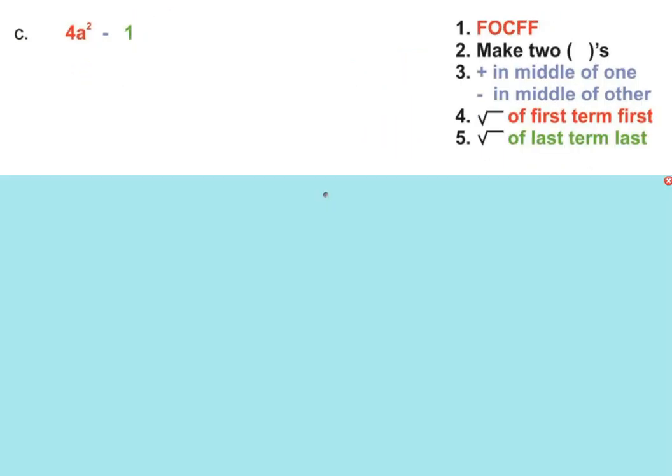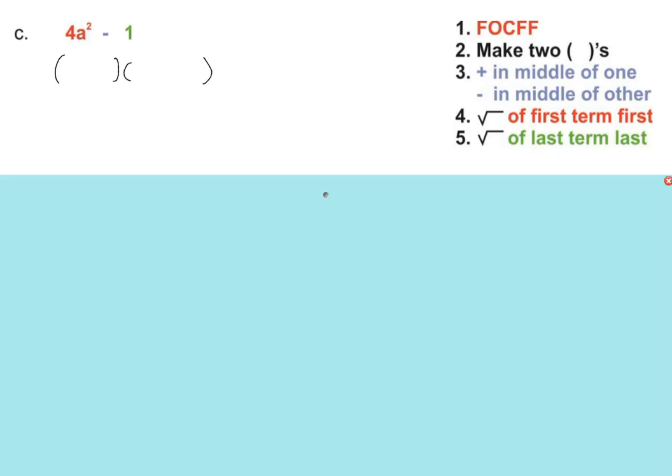So again, we're looking to factor out common factors first, and there are none. All right, at this point, I'm going to let you see if you can finish it out. I'm going to pause the video. Go ahead and see if you can factor that. So hopefully you said there are no common factors.